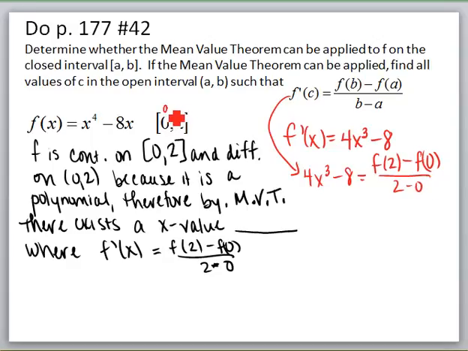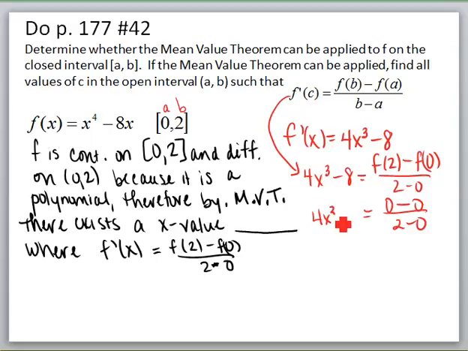I'm getting those values here. This is my a and this is my b. So what is the value of f of 2? F of 2, when I plug 2 in there, I get 16 minus 16, which is 0. Minus plug in 0 up here, I get 0 all over 2 minus 0.